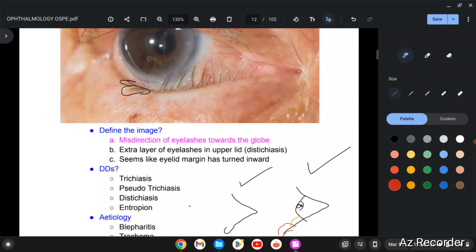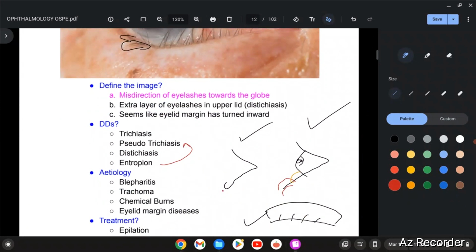And this can also be pseudotrichiasis or entropion. Actually, these two things are the same. Okay. What is pseudotrichiasis? Pseudotrichiasis is trichiasis secondary to entropion. What is trichiasis now? Misdirection of eyelashes towards the globe, right? And if this occurs secondary to entropion, that means your eyelid margin has turned inward, resulting in misdirection of eyelashes towards the globe.